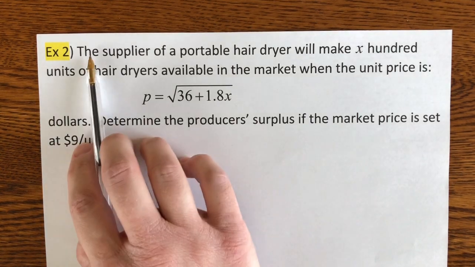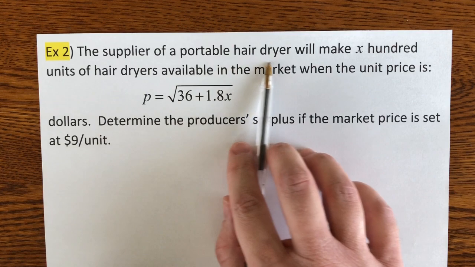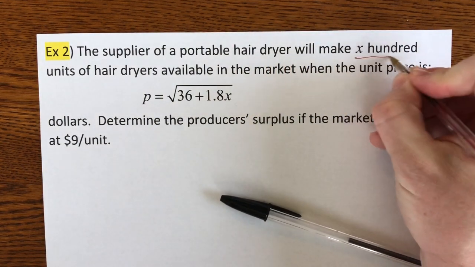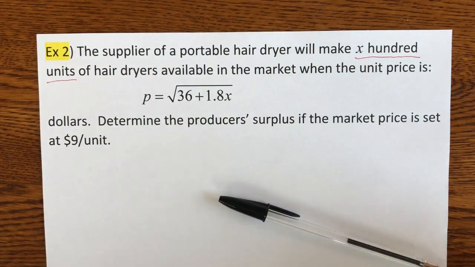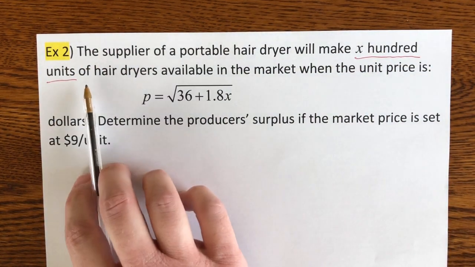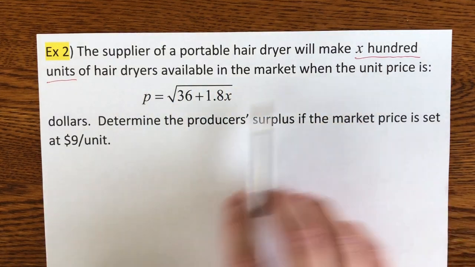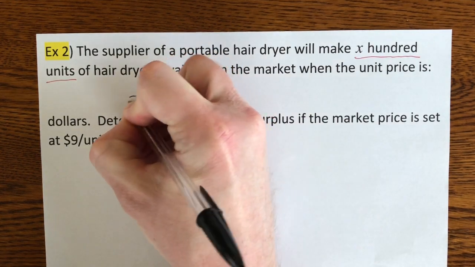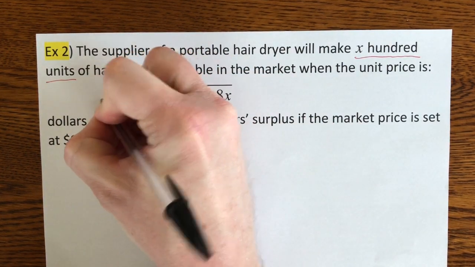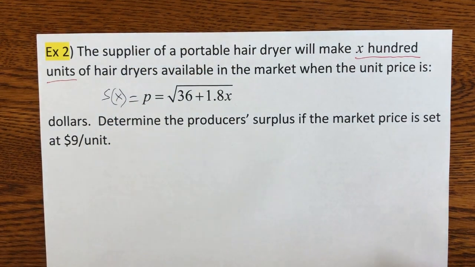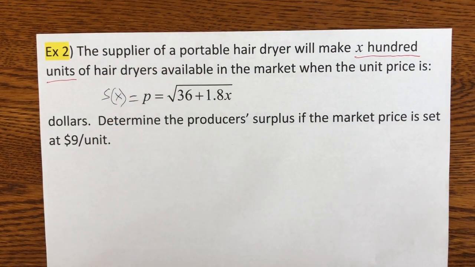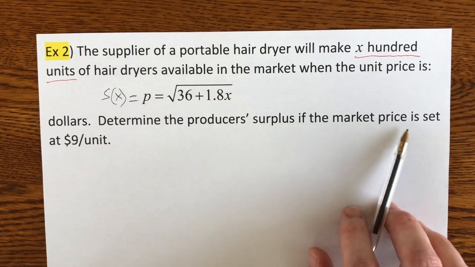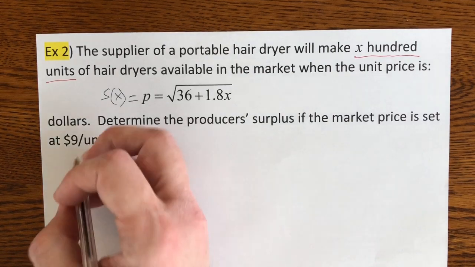So let's do this. The supplier of a portable hairdryer will make x hundred units available in the market when the unit price is this: P equals the square root of 36 plus 1.8x. Again, this is really telling us our supply model, S of x. Determine the producer surplus if the market price is set at $9 per unit.